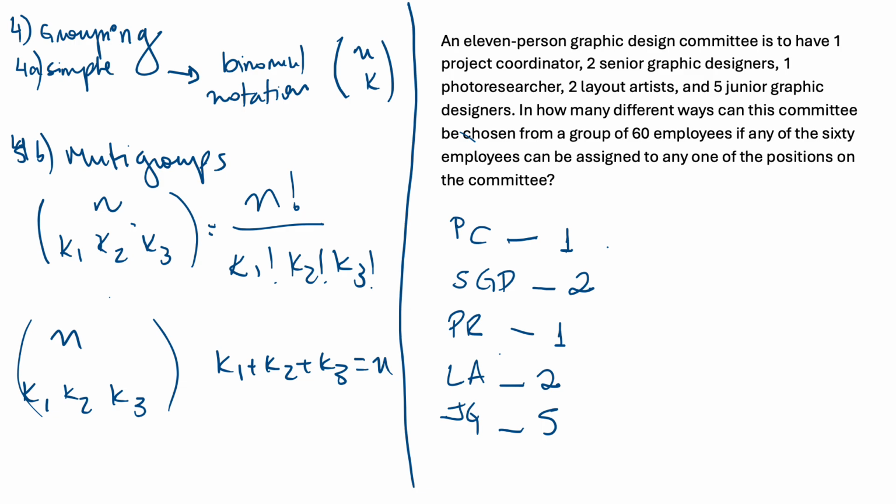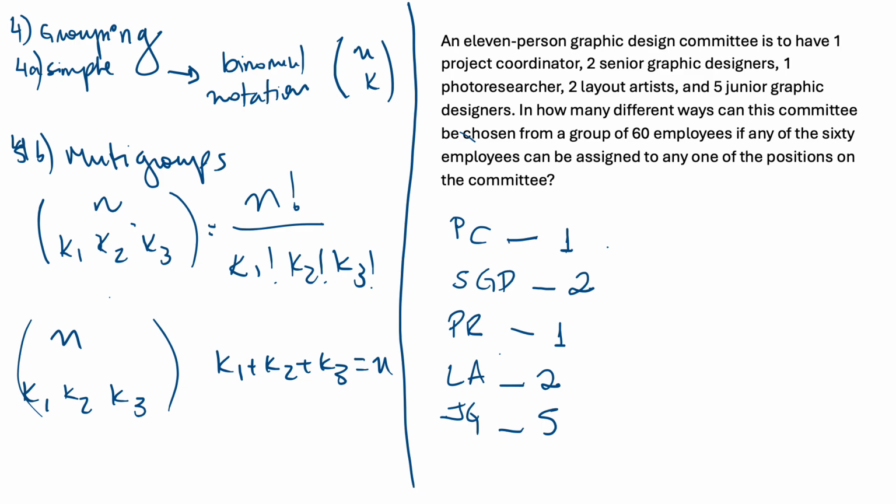So I have 60 people in a bucket or in a room, and I have different groups or bins inside the room, or I don't know, locations or tables or whatever. And actually I have 5 groups, right? The first group is the group project coordinator. The second one is senior graphic designer, then photo researcher, layout artist, and junior graphic designer. Okay?